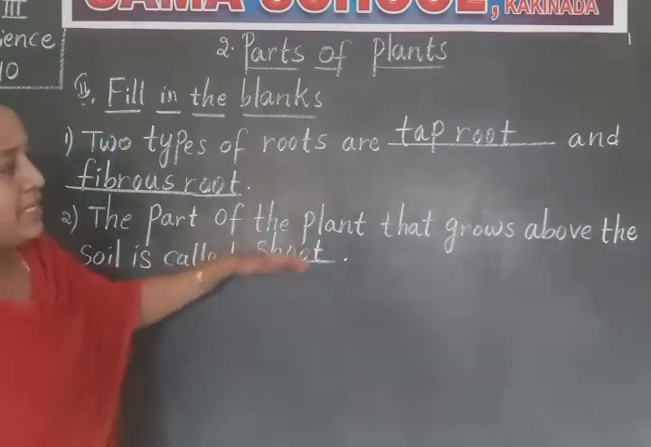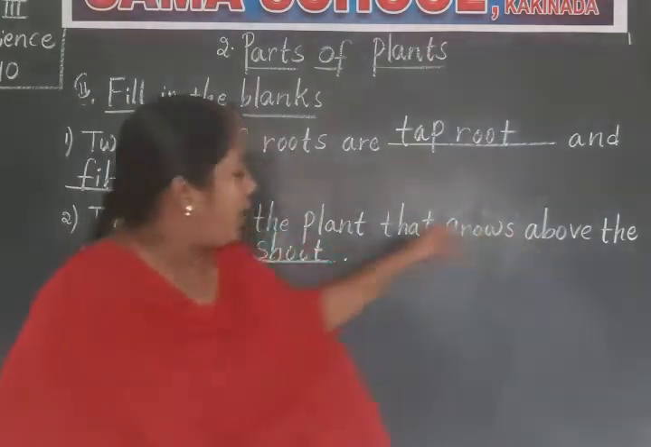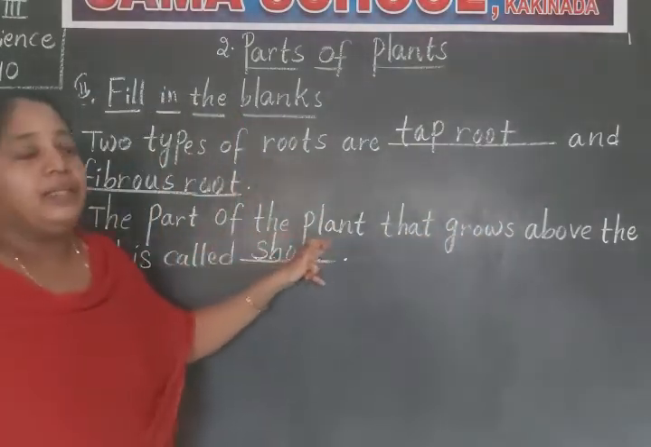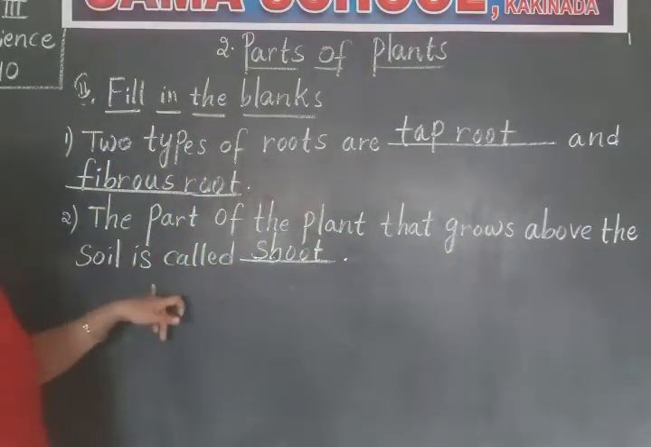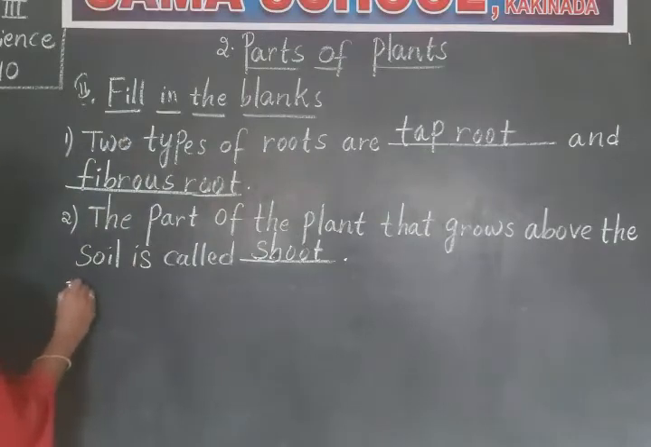So that means below the soil is called root part, but here the part of the plant that grows above the soil is called shoot. Okay, move on to the next one, third one.